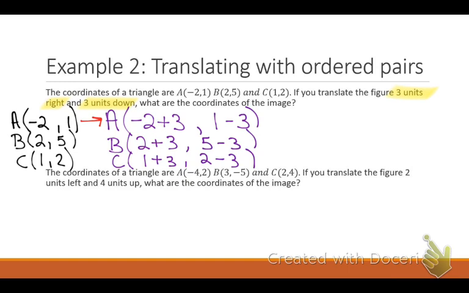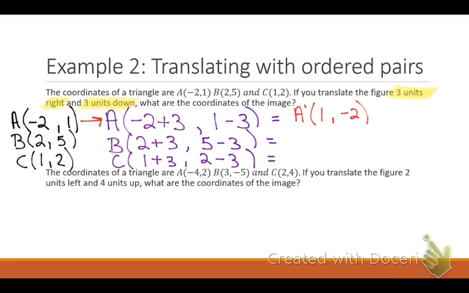And now you're going to write your new ordered pairs for the image. So for point A, you're going to write a little apostrophe after the A. That just means that it's the image. We call it A prime. It's just a fancy way of saying this A is different from the first A, okay? What's your new X value for A when you do negative 2 plus 3? What's negative 2 plus 3? 1. Okay, and then what's 1 minus 3? Negative 2. So that's your new ordered pair for A.